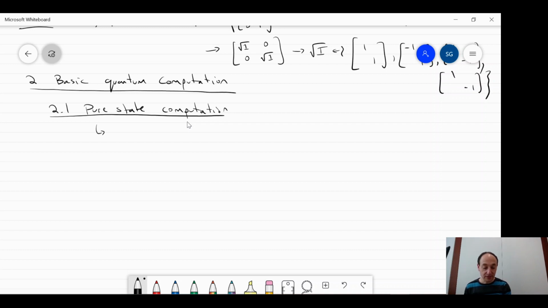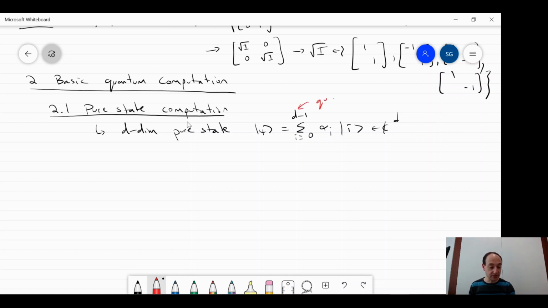So remember that a d-dimensional pure state is represented by just the vectors we've been playing with: psi, the sum over i equals 0 up to d minus 1, written as an expression in terms of amplitudes alpha i and standard basis vectors, and this lives in C^d. Because it's d-dimensional, we'll call this thing a qudit in general. If we're talking about dimension 2, d equals 2, then that's when we talk about qubits.